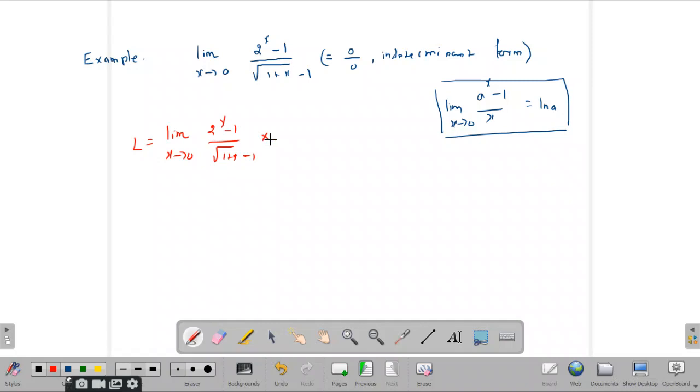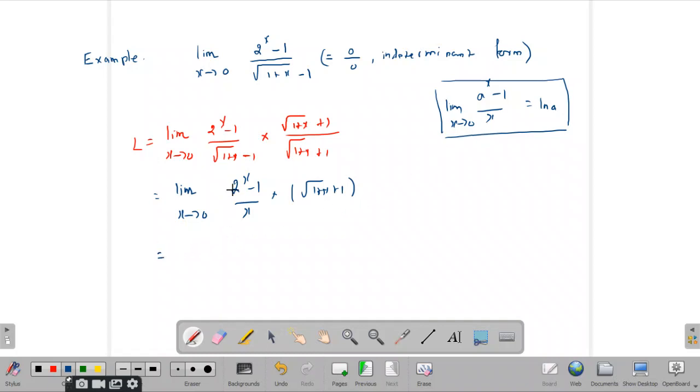Let us now rationalize the denominator so that we can get x in the denominator. Multiply by root of 1 plus x plus 1 in numerator and denominator. Further proceeding, the root of 1 plus x minus 1 into root of 1 plus x plus 1, using the formula a square minus b square, the whole thing is x. So we get (2^x minus 1) by x into root of 1 plus x plus 1. Now there won't be any problem. That means we won't get an indeterminate form.